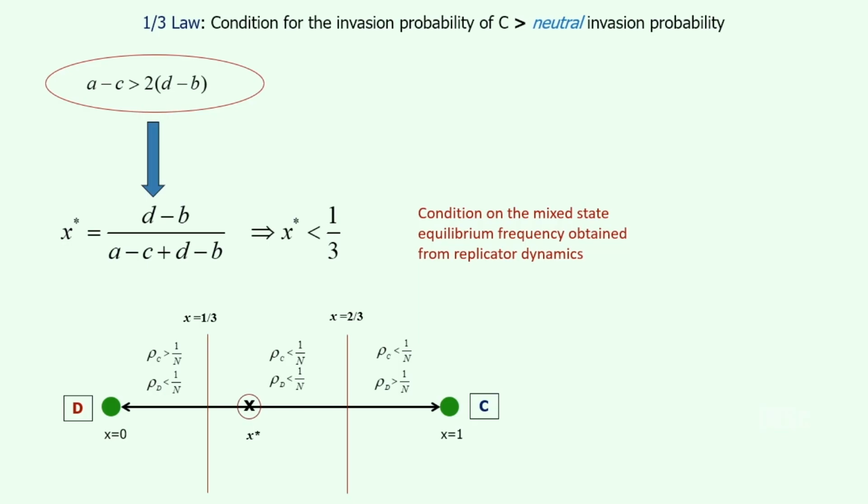So there's a nice correspondence which appears between the infinite population result and the finite population result. You can look at the mixed state equilibrium frequency in the infinite population replicator dynamics and then predict whether in the finite population scenario a mutant can get fixed in the population or not.